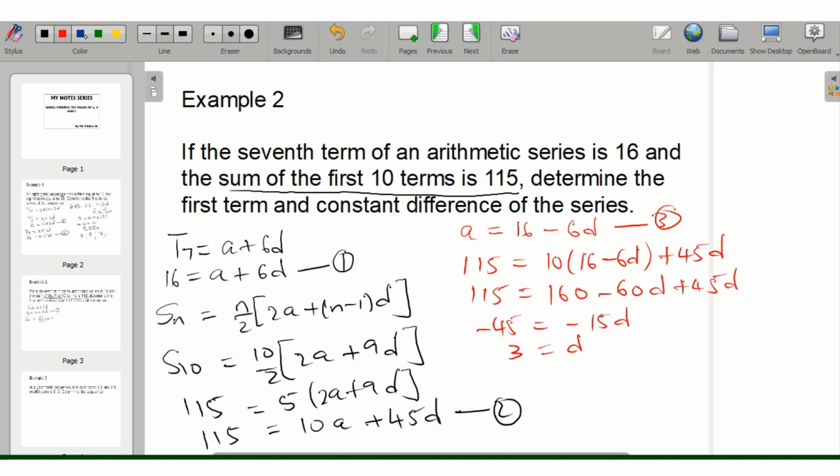And then let's use a different color, maybe green. Now we know d. We can then substitute back in equation 3. So a is equal to 16 minus 6 times d, and d is 3. You can plug this in your calculator. This would be minus 2.